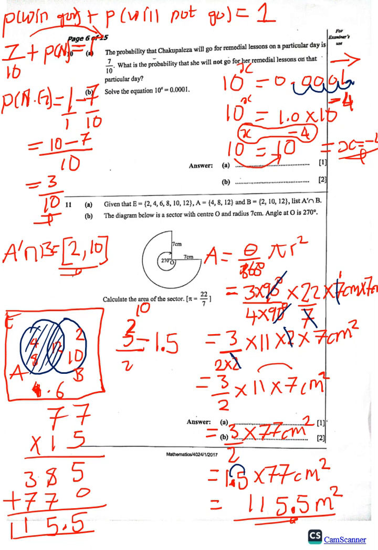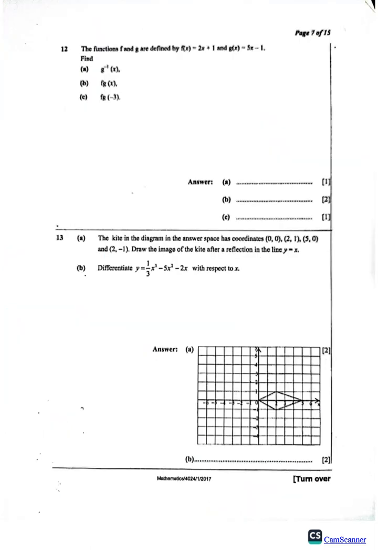37. So this is 77 is 37.5. So 37.5 plus 77 will give you 115.5 centimeters squared. So this is how we can find the final answer for that part. Now we go to the last part of our video for today.